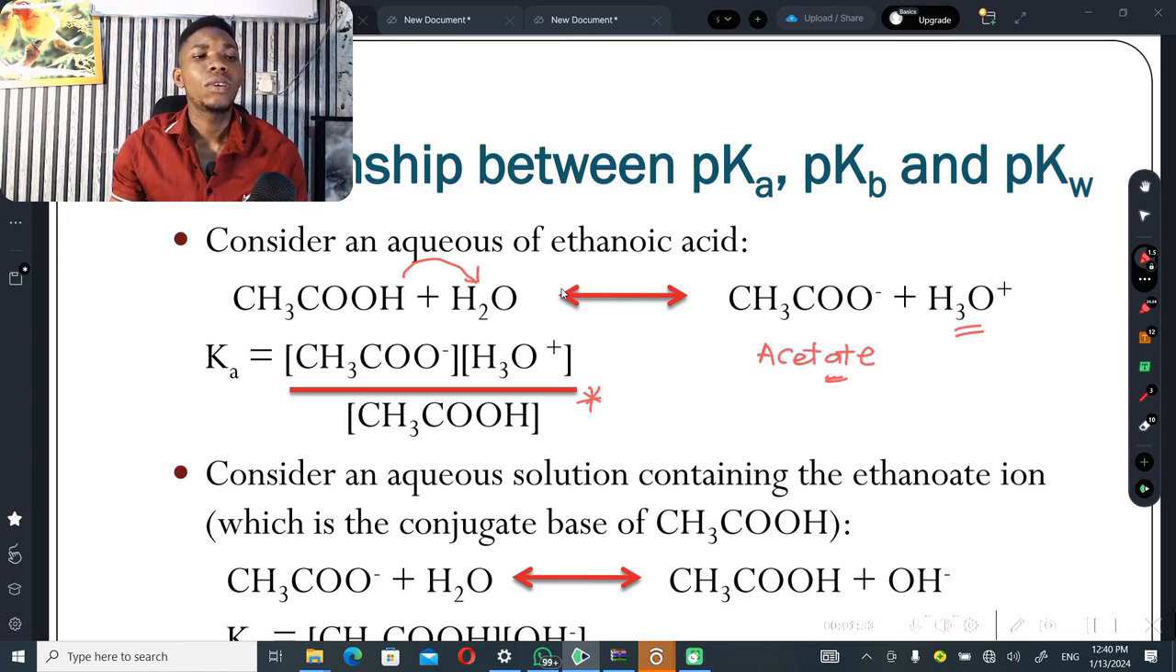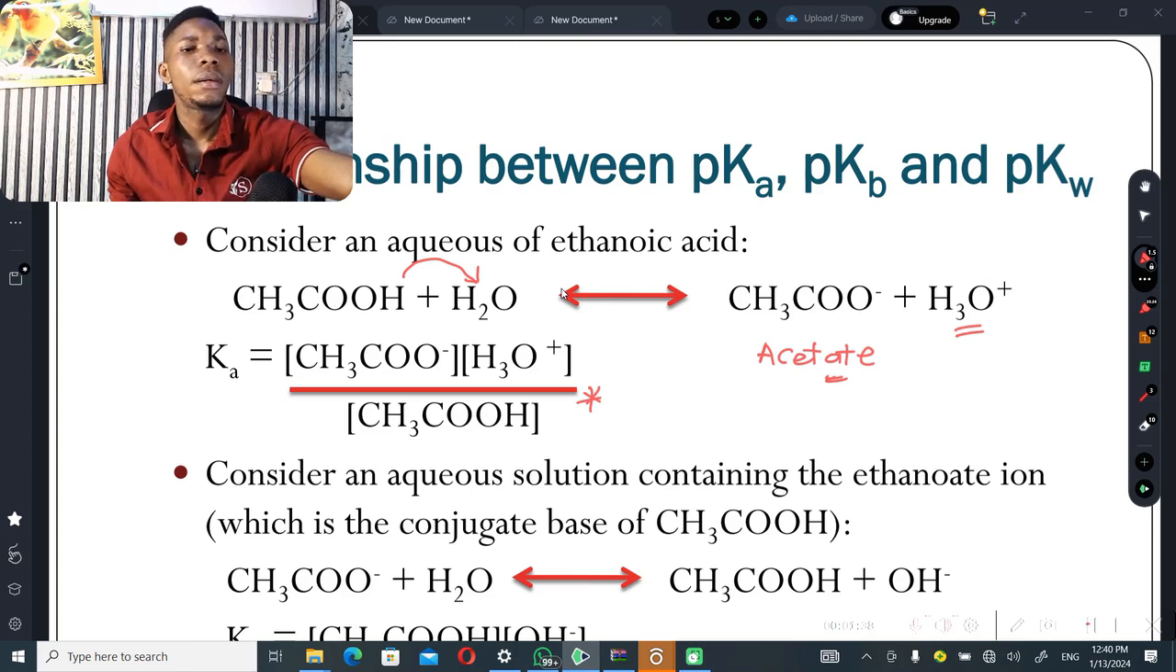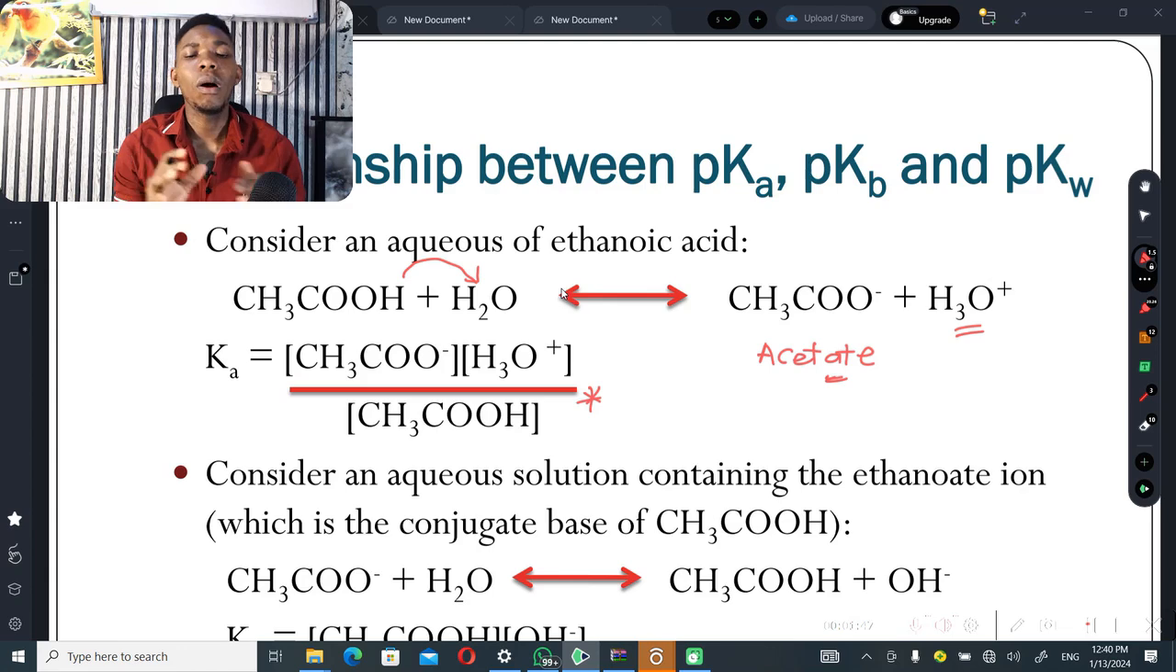So in this case, you are going to have the concentration of the product all over the concentration of the reactant, as you can see on your screen. Like I told you, when you are writing the equilibrium constant expression, pure solids and pure liquids do not usually show in the equilibrium constant expression.